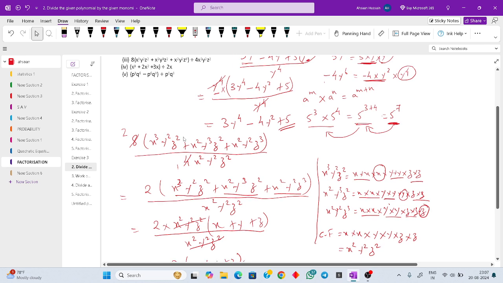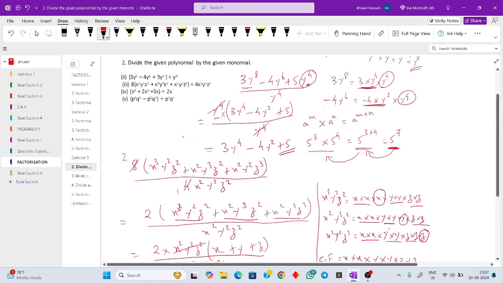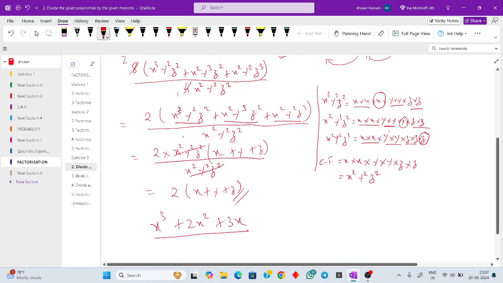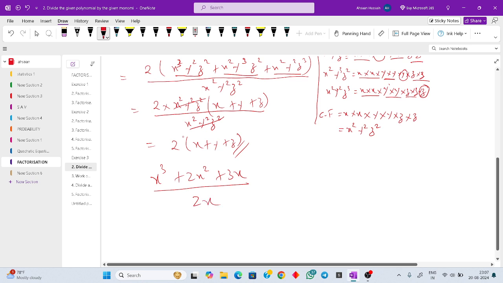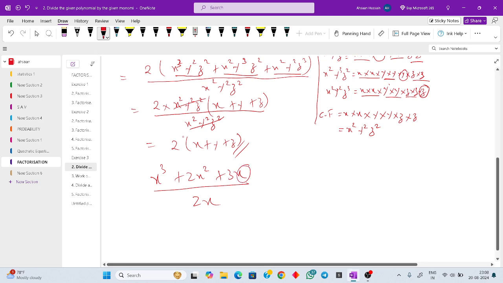Then the next question is x cube plus 2x square plus 3x, whole divided by 2x. Now, what is the common factor here? The common factor would be the least one or the minimum one. See, this is x power 3 and this is x power 2 and this is x power 1. So this will be our common factor. So write the common factor as x.